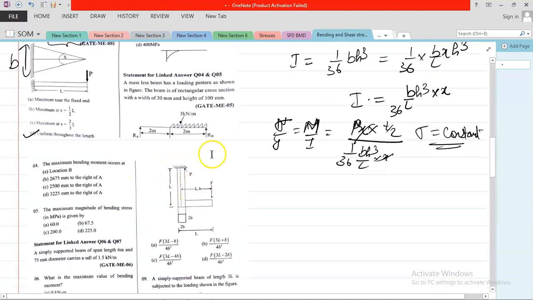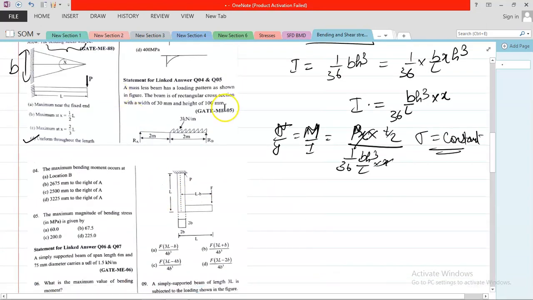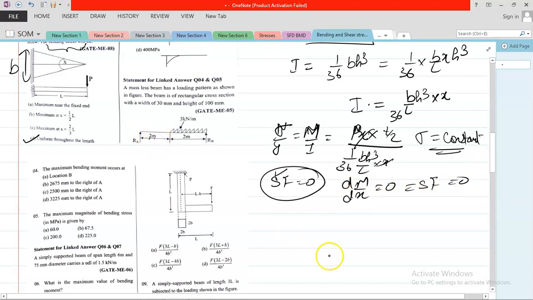So the next question is a massless beam having a loading pattern as given, and it occurs the maximum bending moment is. So first of all, to obtain maximum bending moment, you need to make the shear force 0. Wherever the shear force is 0, you can obtain the maximum bending moment, because you know dM by dx is equal to 0 for maximum bending moment, and that is equal to shear force. So first obtain the shear force for this diagram. So what is Ra and Rb? First of all, Ra is around 4.5 kilonewton and your Rb is around 1.5 kilonewton.